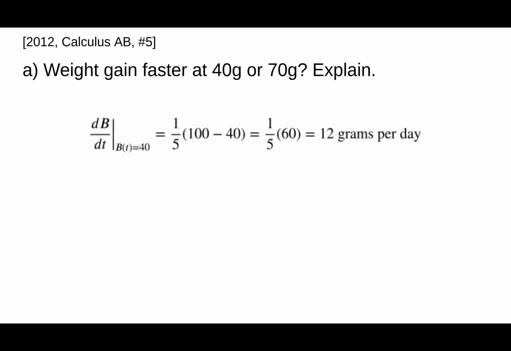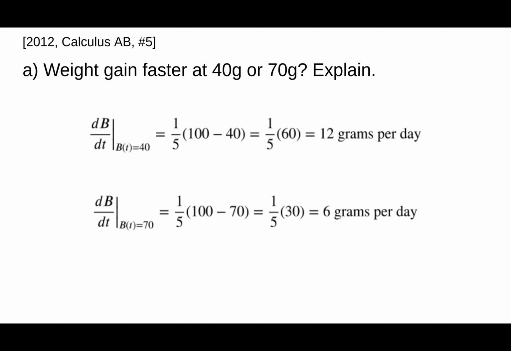So the rate at which the bird is gaining weight when it weighs 40 grams, even though we don't need to know when that actually happens, we just need to know its current weight is 40 grams, we can get just by using 40 in our dB dt. Remember, dB dt is in terms of b, which is the bird's weight. So dB dt when b of t is 40 is 1/5 of 100 minus 40, which is 1/5 of 60, which is 12 grams per day.